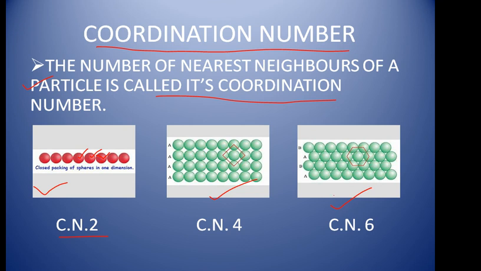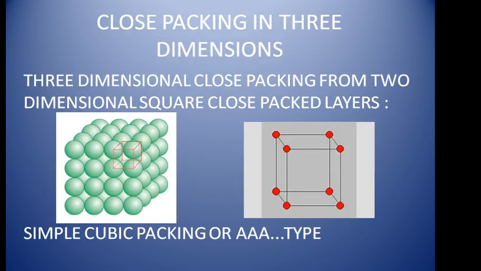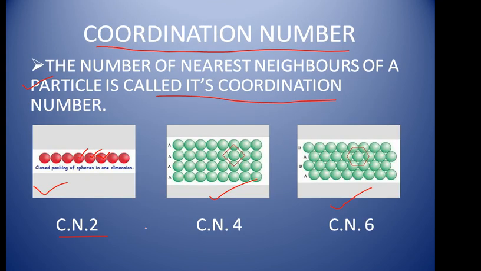Coordination number. Now we have seen one dimension, then 2 dimensional close packing. Now obviously the 3 dimensional close packing, which is the actual one. If you have to consider the 3 dimensional close packing, then you have 2 ways, 2 options in 2 dimensional close packing.